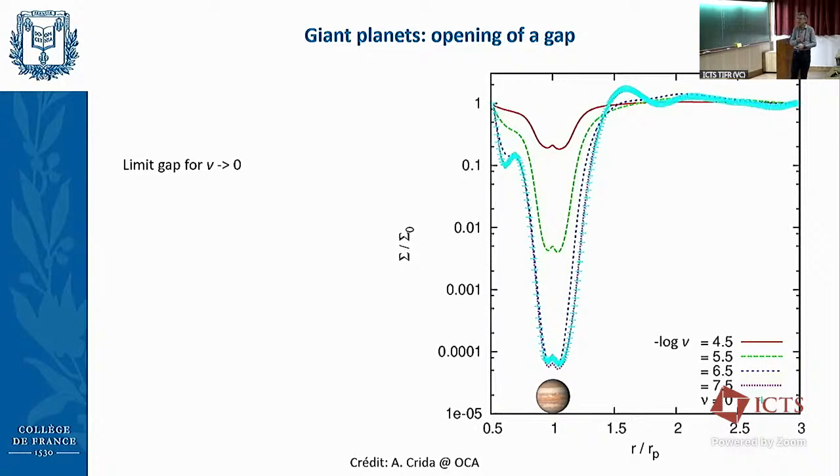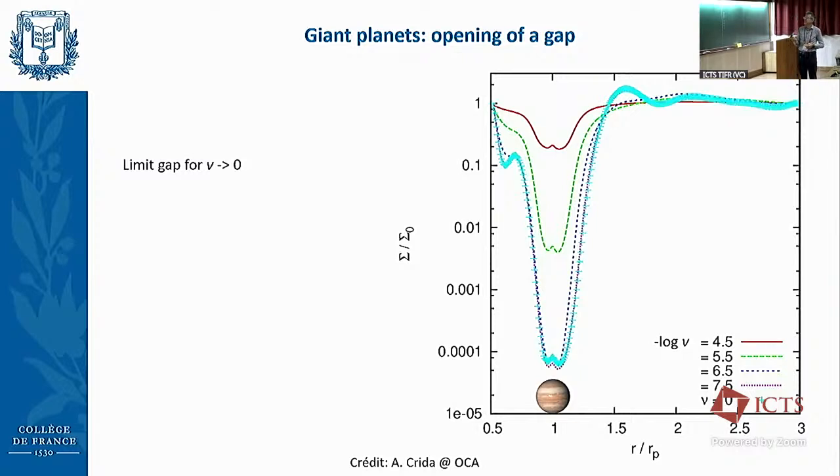Take a planet with the mass of Jupiter, and let's study the surface density of the disk around its orbit for various values of the viscosity. So this is minus log of the viscosity, so red would be relatively high viscosity, and 7.5 is a very weak viscosity, that is almost zero viscosity. So you see that this is the gas surface density profile normalized to the initial one. So all effects of gradients have been removed by the normalization.